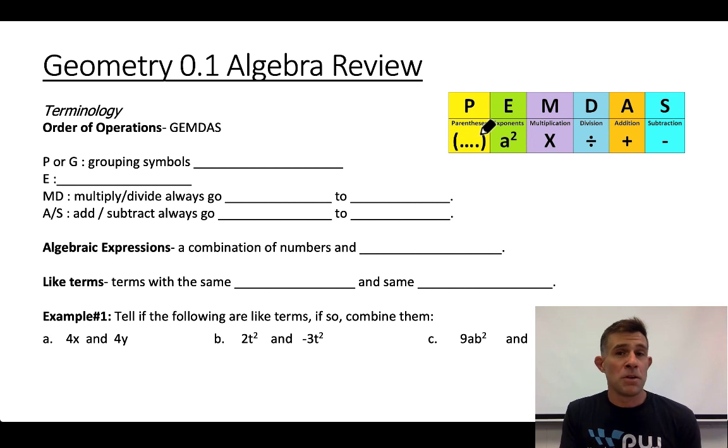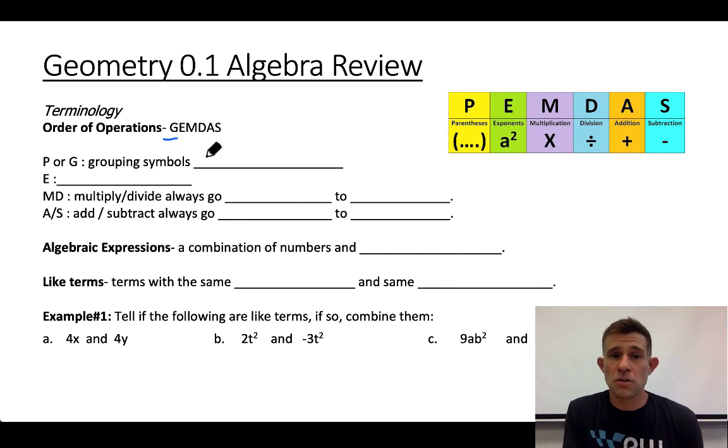Something that might be familiar to you guys is the acronym PEMDAS, or Please Excuse My Dear Aunt Sally. And this refers to how we solve or simplify using our order of operations. So we often start off by evaluating anything that's found in parentheses first. Now, parentheses are just one of many grouping symbols. So actually, we might want to refer to this acronym as GEMDAS.